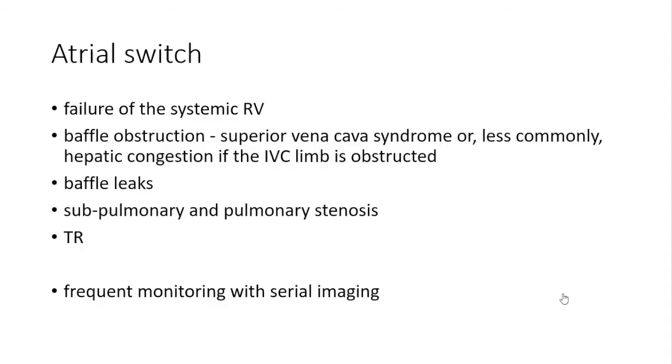In transposition of great arteries, surgery developed initially was atrial switch by Mustard and Senning, in which SVC and IVC baffles are created to redirect their flow to the left ventricle. Pulmonary venous baffle is created to redirect its flow to the right ventricle. However, the right ventricle remains the systemic ventricle.